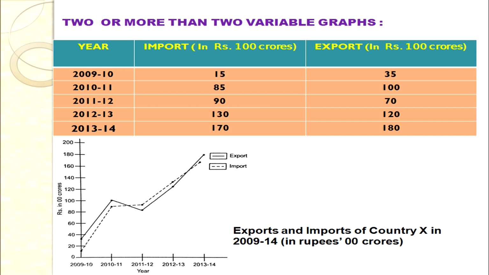We have labeled it as exports and imports of country X in 2009 to 14 in rupees 100 crores. So, always mention rupees or 100 crores, whatever the digits or unit of measurement is given, always mention it in the diagram. After this, we can discuss the histogram.